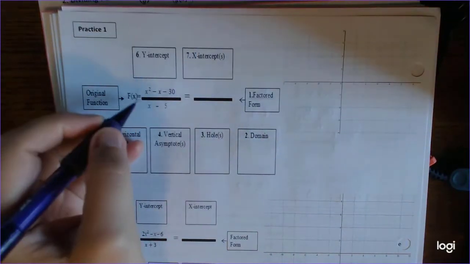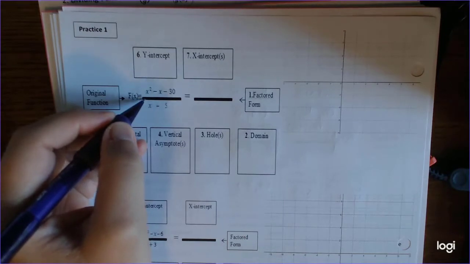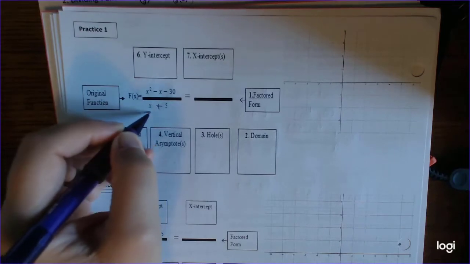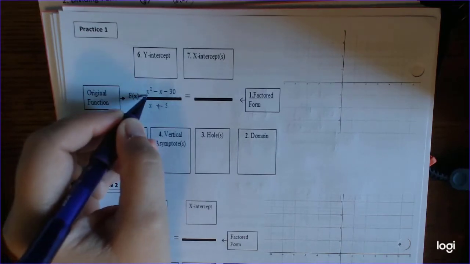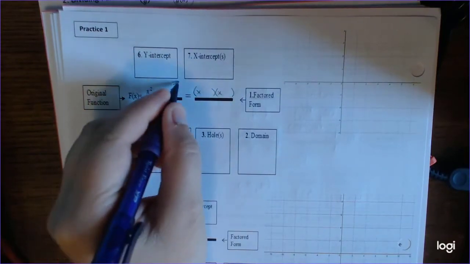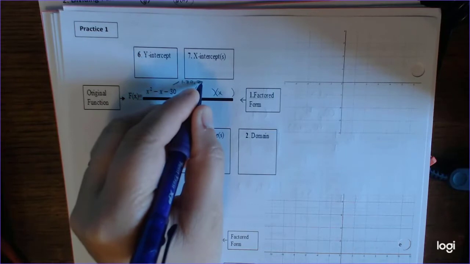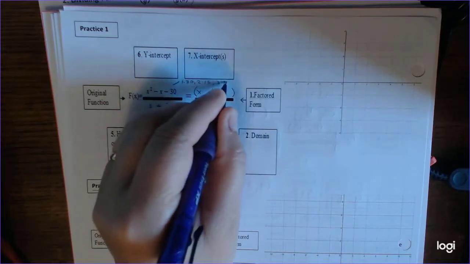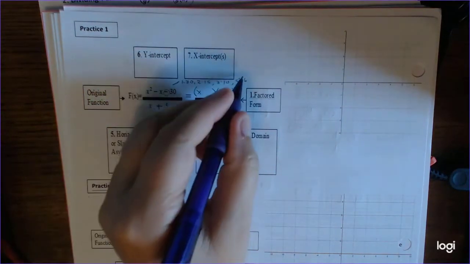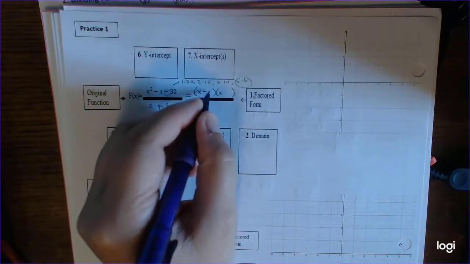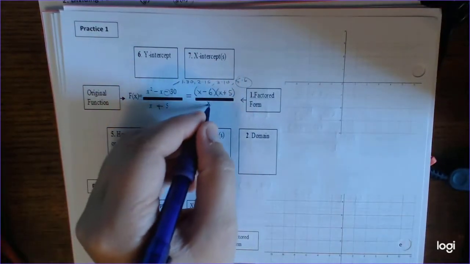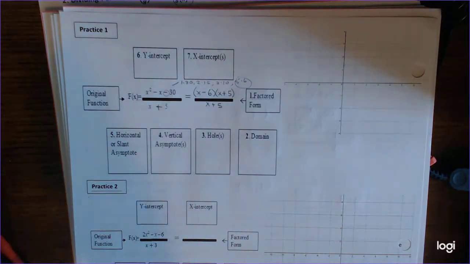Okay, so f of x equals x squared minus x minus 30 over x plus 5. First thing we have to do is factor that top. So that's going to be x and x. And the factors of 30: 1 and 30, 2 and 15, 3 and 10, 5 and 6. Have to subtract to be negative 1. That's 5 and 6. We want it to be a negative 1, so negative 6 and positive 5 over x plus 5. So step 1, you factor.